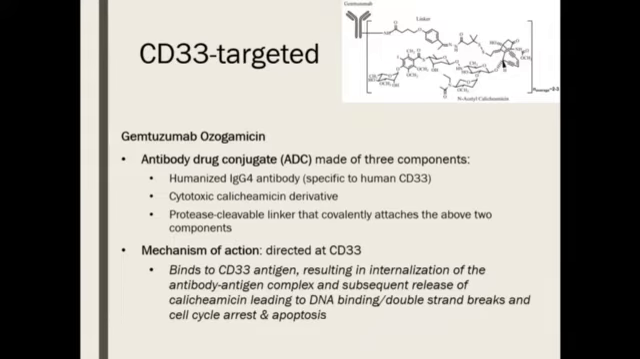The mechanism is going to sound very similar. It is directed against CD33, but in this scenario, it binds to CD33, resulting again in an internalization of this antibody-antigen complex, subsequently releasing the calicheamicin in the same manner that you had with brentuximab. And this leads to DNA binding, double-strand breaks, cell cycle arrest, and apoptosis. So again, a nice way to deliver a cytotoxic product to a more specific cell population.